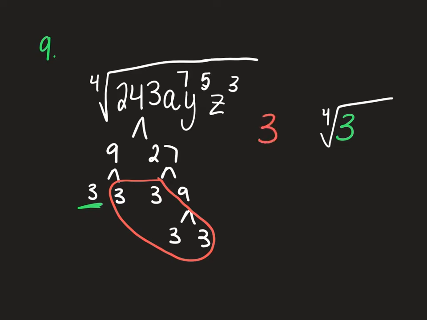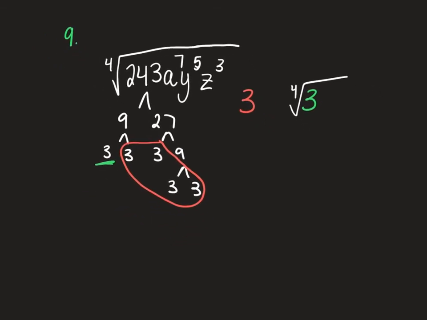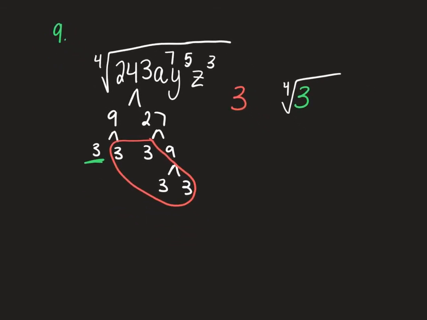I left some space because now we've got to deal with our variables. Remember the shortcut I showed you where you take the exponent. Let's look at our a to the 7th. We're going to take 7 and divide it by 4. 4 goes into 7 one time, and that leaves you with a remainder of 3. That means this top number goes outside, and the bottom one is our exponent inside. So we have an a to the 3rd left inside, but then we have 1 a outside.